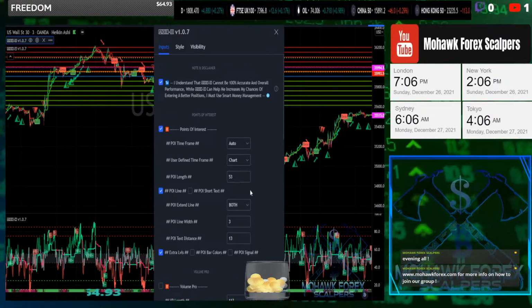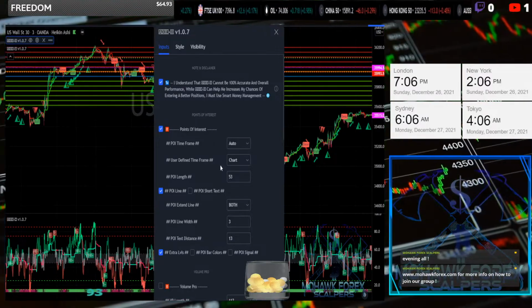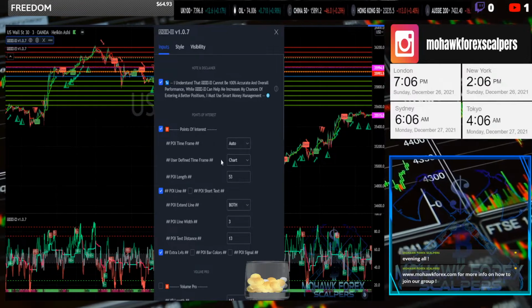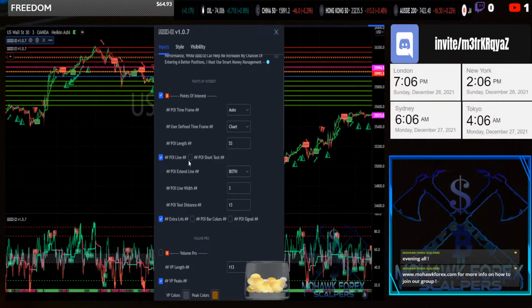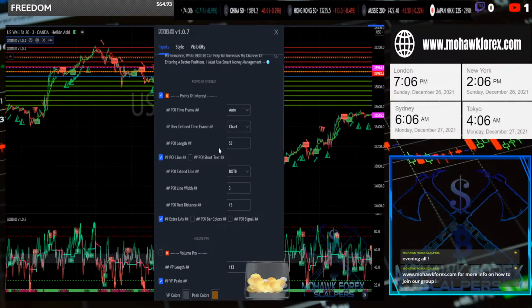So we've got our points of interest, which is our grid system here. As you can see, the green and the red line. The basic points of interest are a mixture of support and resistance and Fibonacci. And you can have the line going in both directions, as I have here, going across the screen, or you can have it just to the right or just to the left.